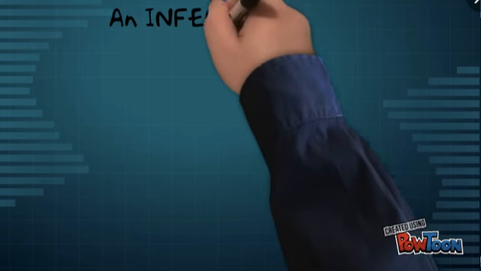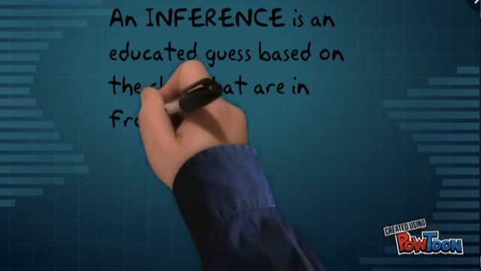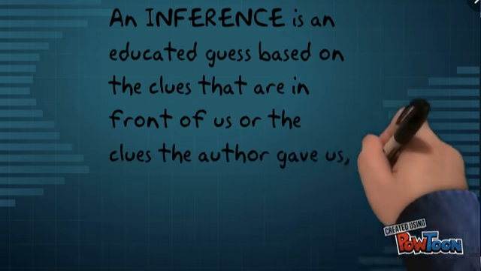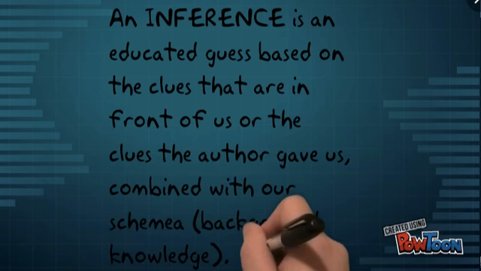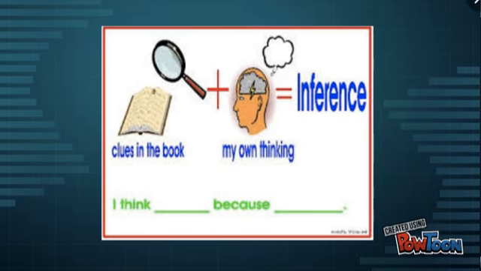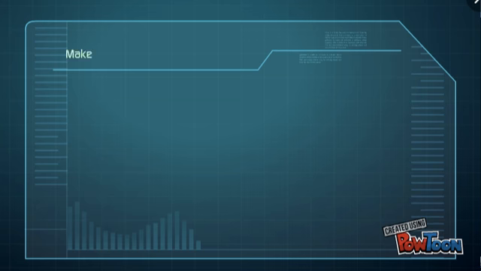An inference is an educated guess based on clues that are in front of us or the clues the author gave us, combined with our background knowledge, which is our schema. Here's a graphic we can use to remember what an inference is. Using the clues in the book plus my own thinking will equal an inference. When making an inference, we can use the sentence, I think that this has happened or this is going on because of what was given in the book.